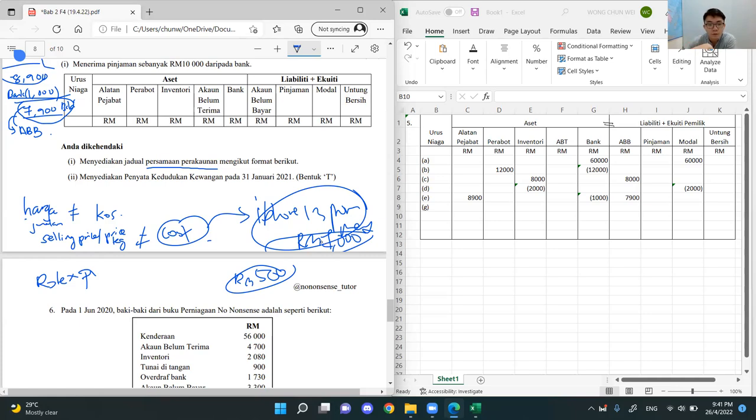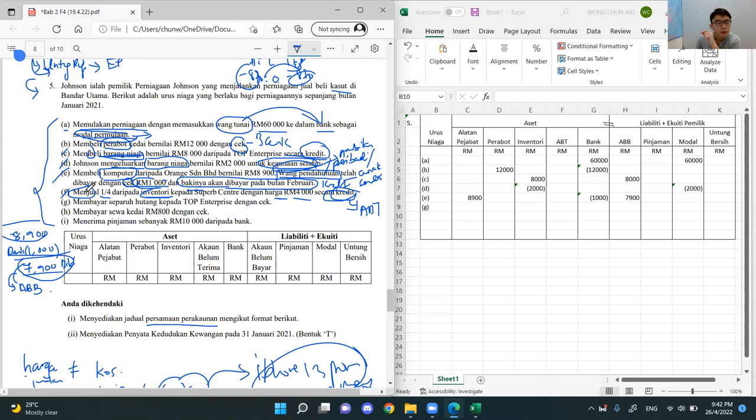But then come back to this iPhone, let's say the cost is just 500 ringgit. Right, therefore, from here, if you draw, the selling price is 7,000 ringgit, and the cost is just 500 ringgit, then how much is the untung, the profit? The untung is actually 6,500. So this is the untung. You know what I mean? So you have to know the difference between the cost and the harga jualan. Okay, come back to this question.